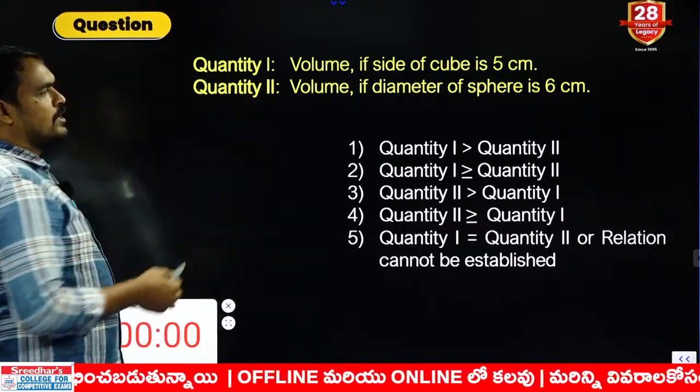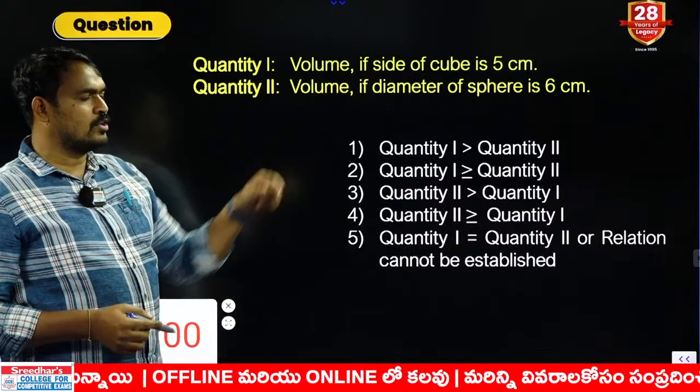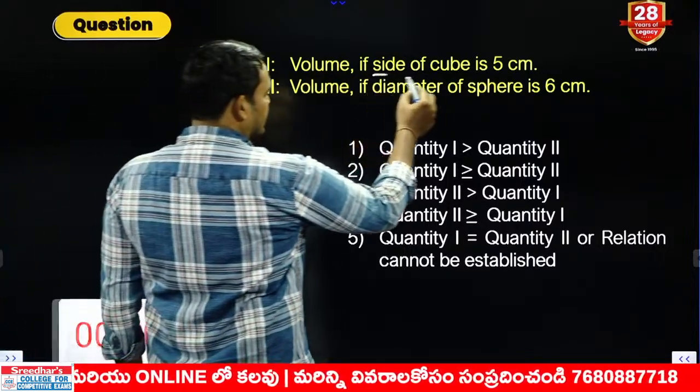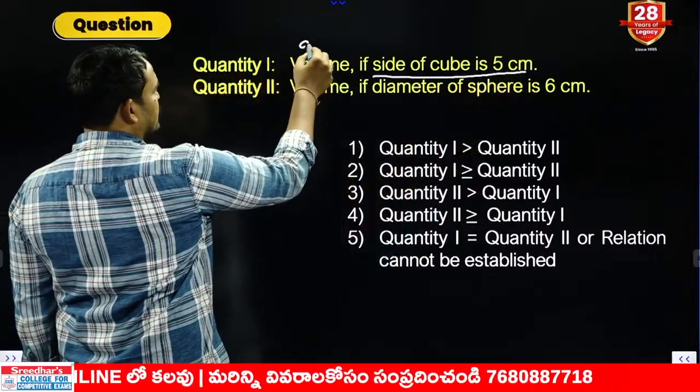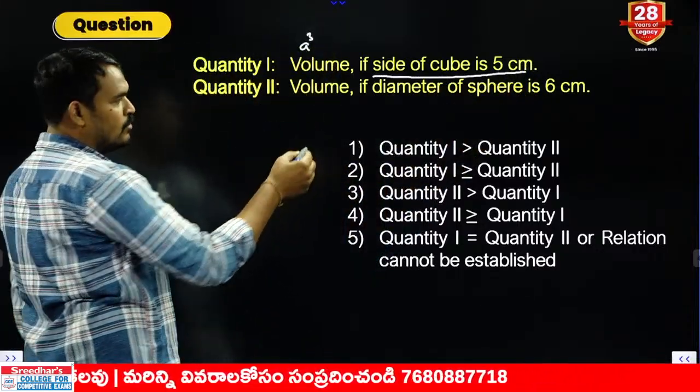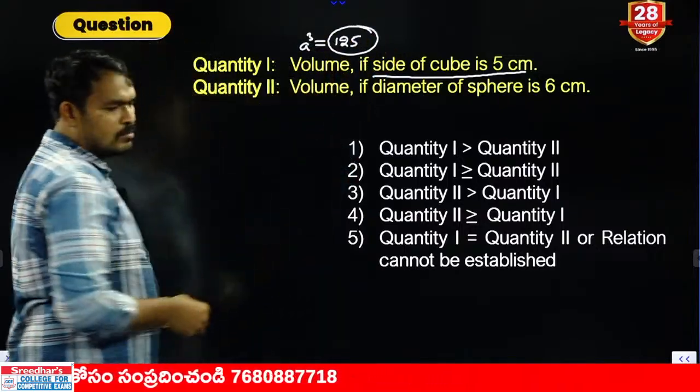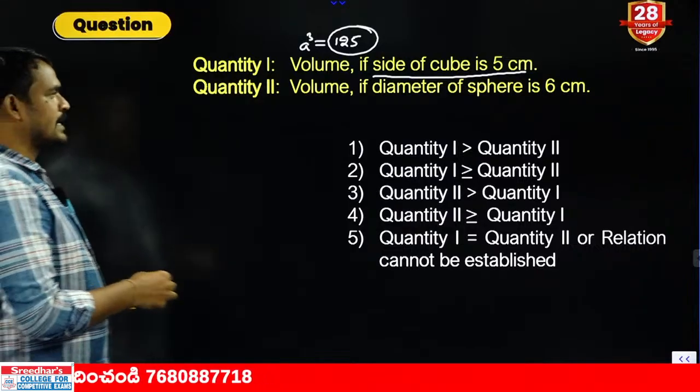First of all, what is the quantity 1? Volume required. If side of a cube is how much? 5. What is the volume of a cube? Volume of a cube means a cube. A value 5 means a cube is how much? 125. Then quantity 1 is 125.